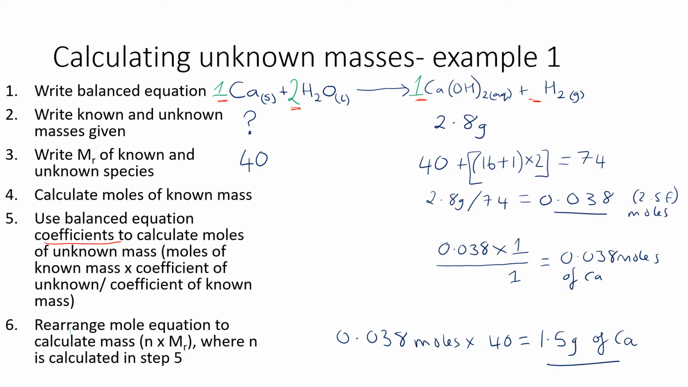Step 6, I now rearrange my mole equation to work out the mass of my calcium, because now I do have the number of moles, I have the molar mass, I can now work out the mass in grams. So I just multiply my number of moles, 0.038, by 40 to get 1.5 grams of calcium.